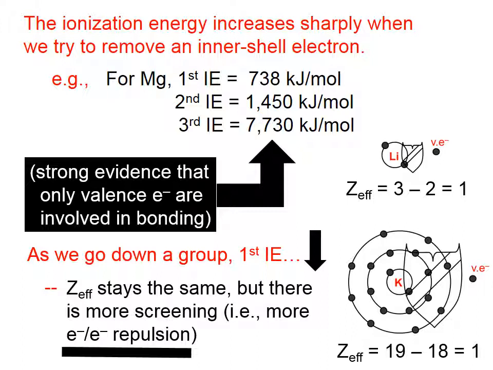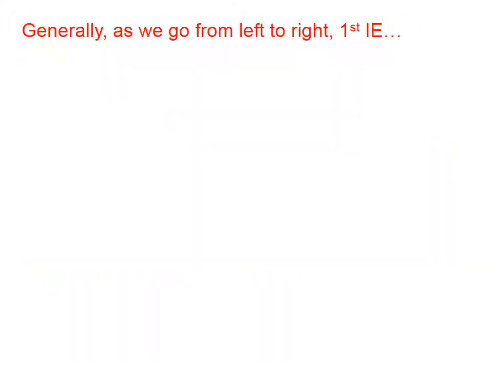But the screen for potassium is much stronger. In other words, all of this negative charge here tends to repel potassium's valence electron much more strongly than this tiny screen tends to repel lithium's valence electron. Therefore, it's much easier to remove the valence electron from potassium, which is why we said in this statement here that as we go down a group, the first ionization energy decreases. Generally, as we go from left to right, the first ionization energy increases.